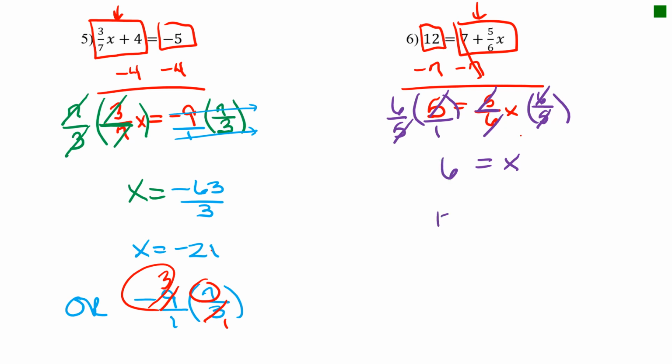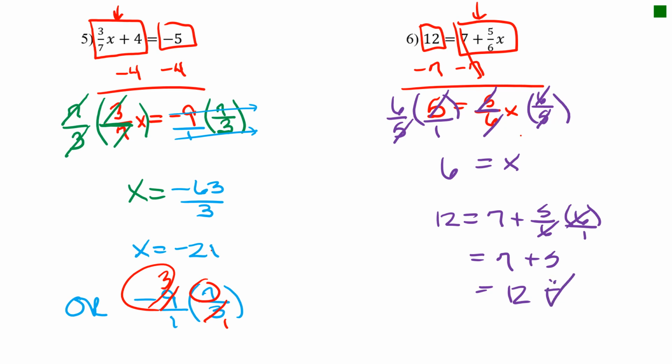If you were checking this, you would have 12 equals 7 plus 5 over 6 times 6. So this is 6 over 1. They cancel. You get 7 plus 5, and you do get 12.